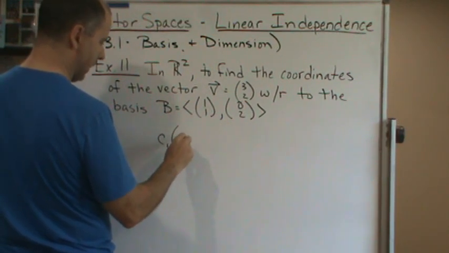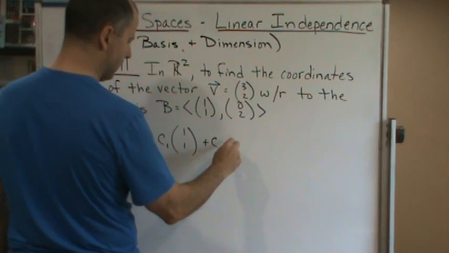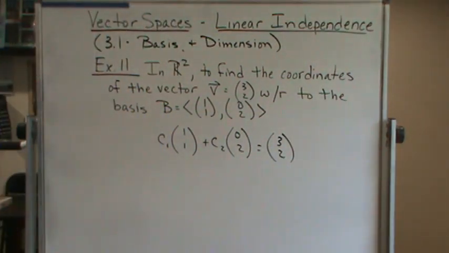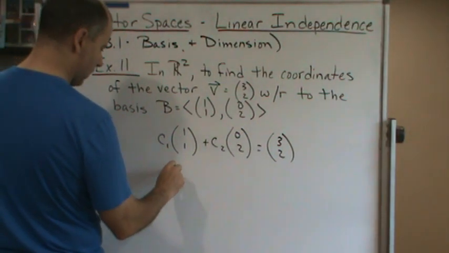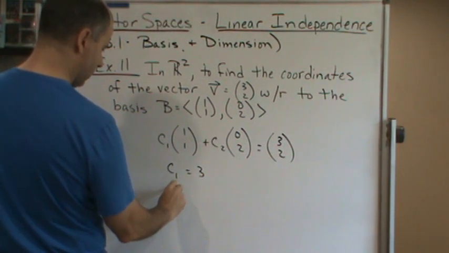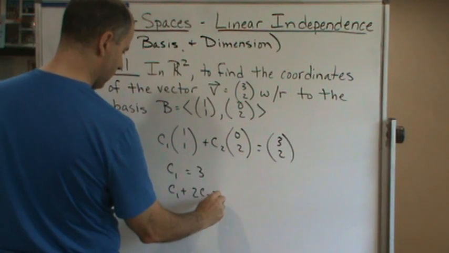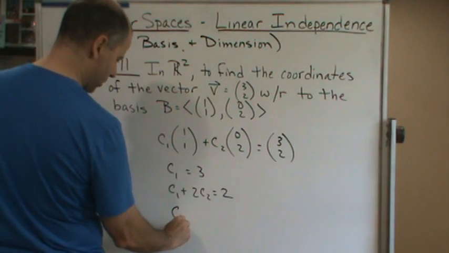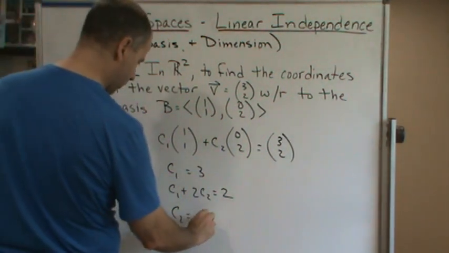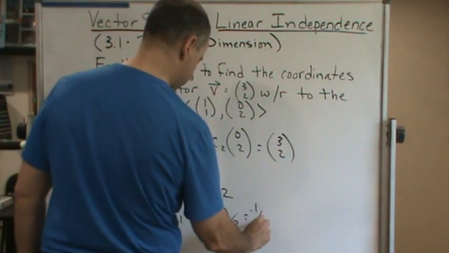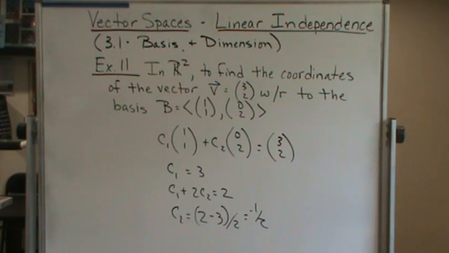So we're going to do C1 times (1, 1) plus C2 times (0, 2), and that should equal (3, 2), right? And so again, this is going to give us our system. Our system is going to be C1 equals 3 and C1 plus 2C2 equals 2. And right away we can see how this is going to be solved. So we know C1 is equal to 3, so then that means C2 has to equal what? It has to be equal to (2 minus 3) divided by 2, which gives us negative 1/2. And so we found our coefficients.